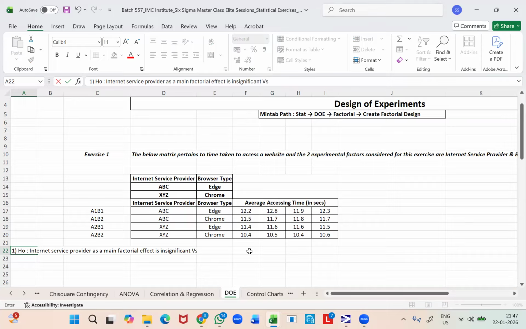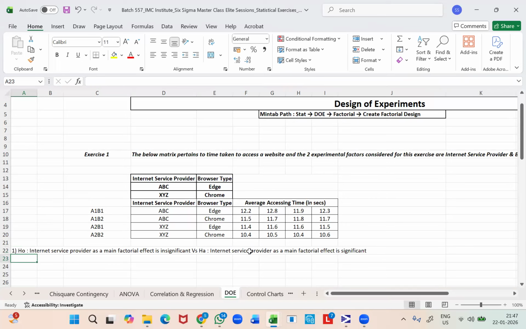Insignificant versus HA colon internet service provider as a main factorial effect is significant, right? So what will be the second pair of hypothesis statements?